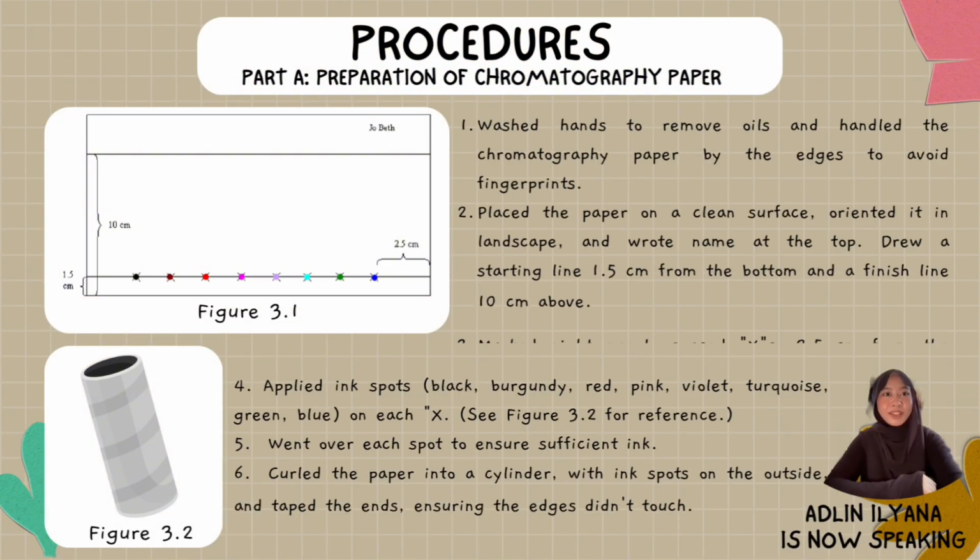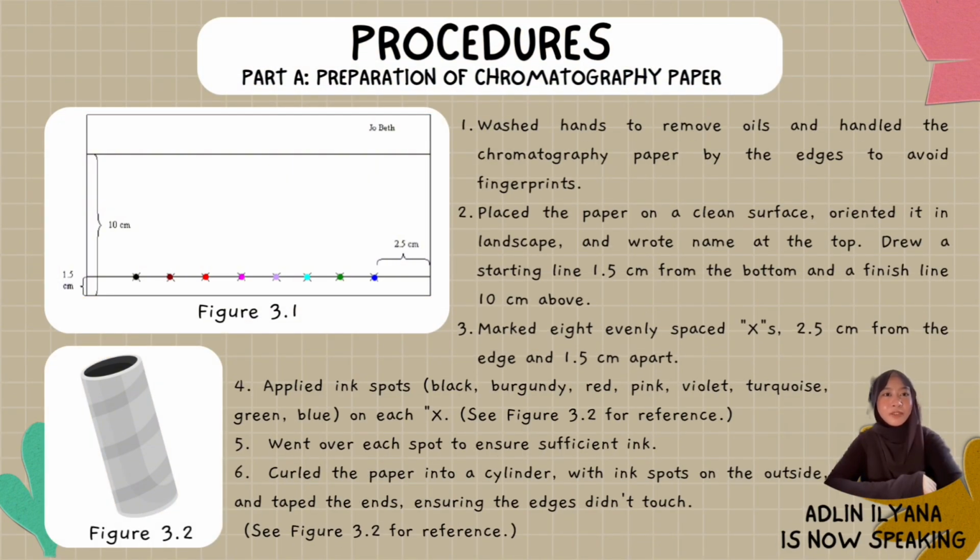Now I'll be explaining how to prepare chromatography paper for the experiment. First, hands are thoroughly washed to remove any oils or residues that could interfere with the experiment. A ruler and a piece of chromatography paper are then obtained. The paper is handled only by the edges to avoid leaving fingerprints that could affect the elution process.